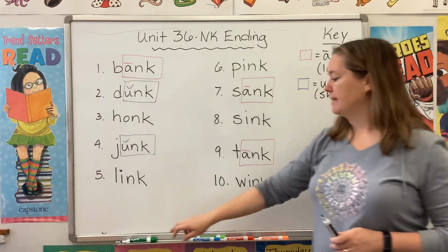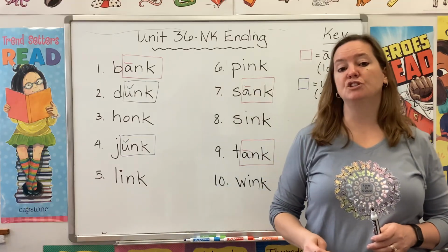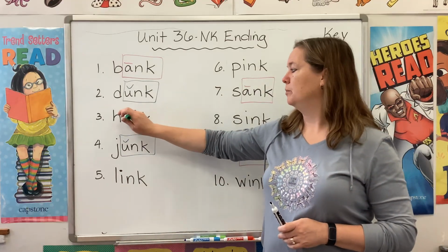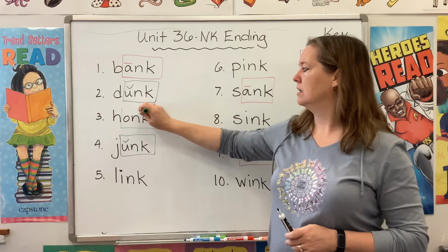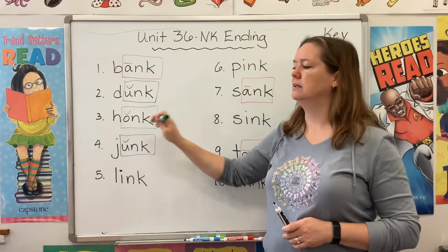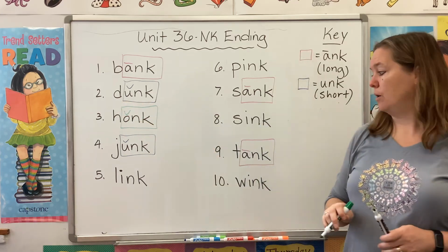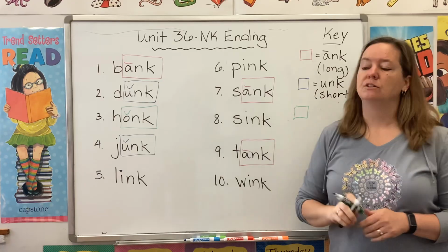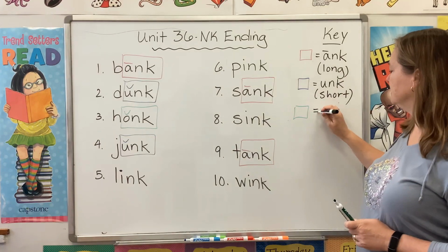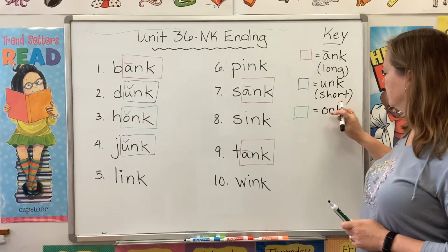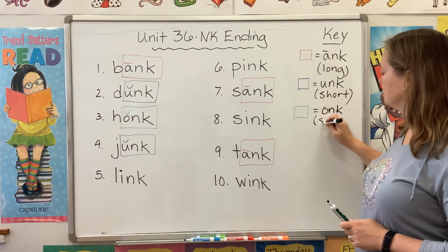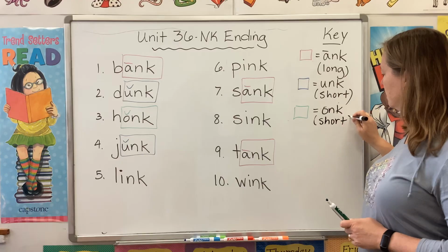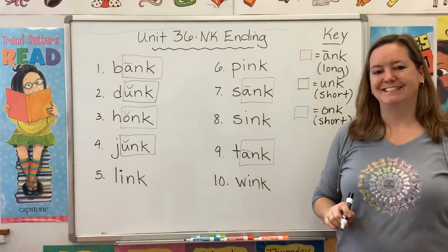All right, the next pattern we're looking for is O-N-K. We see it in honk. H-o-nk. Short O. I guess that's the only one we have. Okay, so green box equals O-N-K. And that's also going to make a short sound.